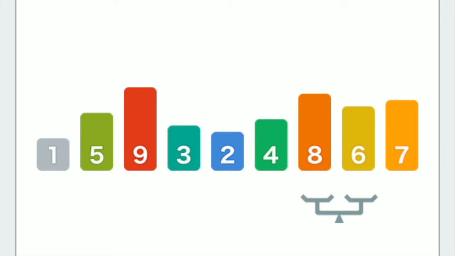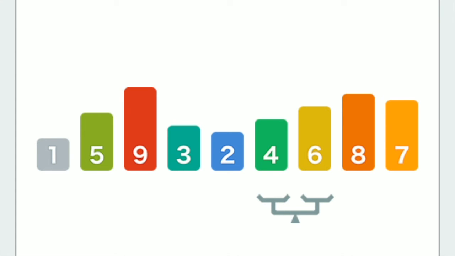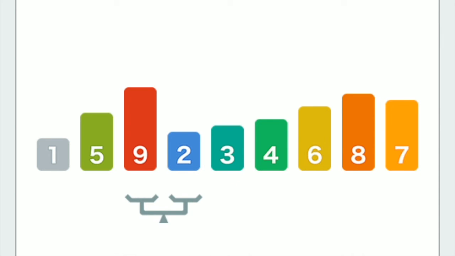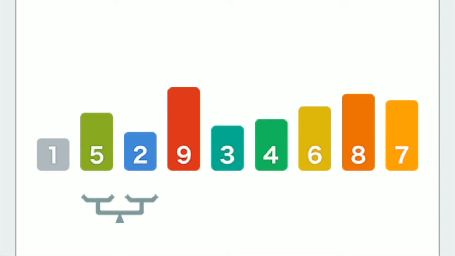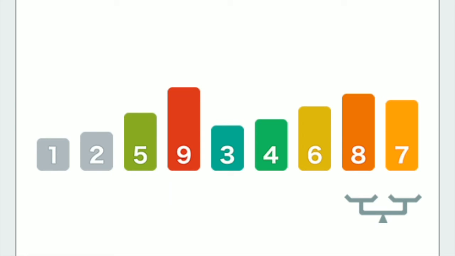6 and 8 will be compared. Since 8 is not in the right position, they will be swapped. 4 and 6 will be compared. Right position, they will not be swapped. 2 and 4 will be compared. They are in right position, so there will be no swapping. 3 and 2 will be compared. They are not in the right position, so there will be swapping. 9 and 2 will be compared. Since they are not in the right position, there will be swapping. 5 and 2 will be compared. They are not in the right position, there will be swapping. Now you will observe that the numbers 1 and 2 are in the right position. So we can say that numbers 1 and 2 bubble up to the right position.